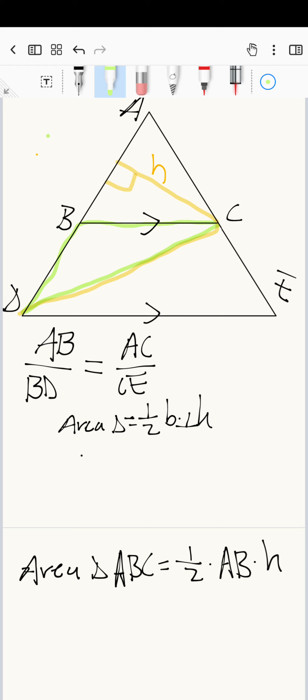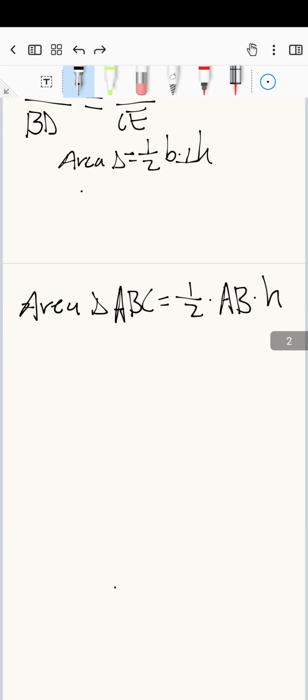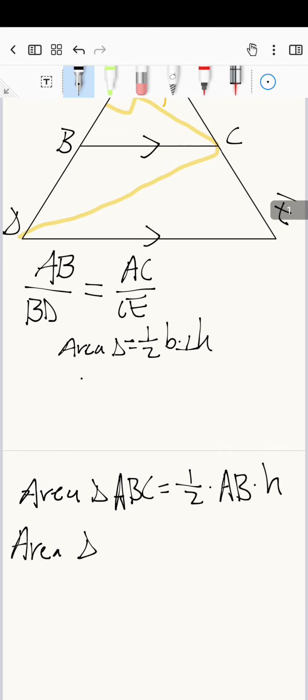Okay. However, if I extend this line of that triangle, then I can see that this H that I had earlier is also the perpendicular height of this triangle BDC. Okay, so this height, which is H, is also the perpendicular height of the green triangle that you see. Okay, let's get rid of the green stuff. So now what I'm going to write is this. I'm going to say the area of triangle. What was the triangle at the bottom? BDC.